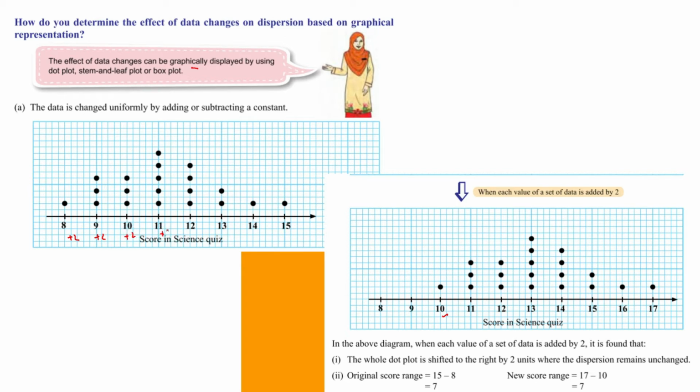So it means the same constant will be applied to each set of data. So you will get the new set here. But we compare, the original score range is 7 and the new score range is also 7 because it is added. So this explains that if a constant is being added, there is no change in the range. Okay.